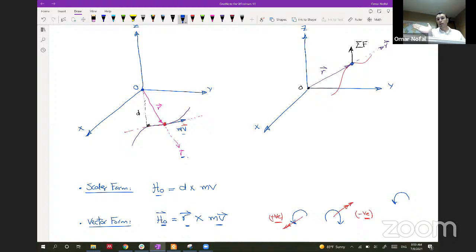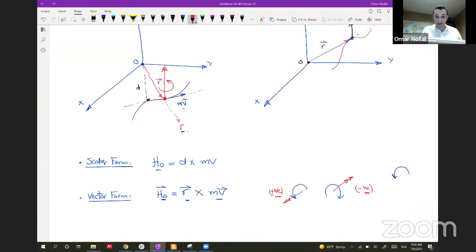When you curl your fingers from r to mv, you find that your thumb is going up, which is positive. So HO is going up, because you are curling your fingers from r to mv. This is how we get the cross product of the angular momentum. Now we know the direction is positive k hat, so you can multiply the magnitude of r by the magnitude of mv, and then put k hat as the direction.